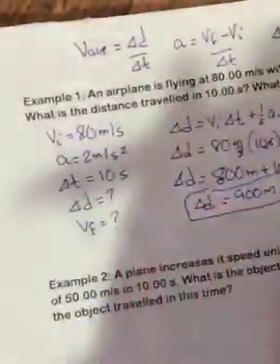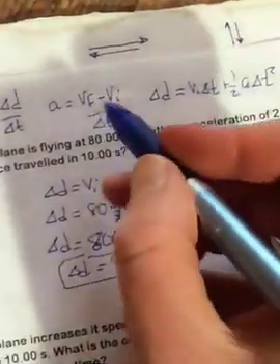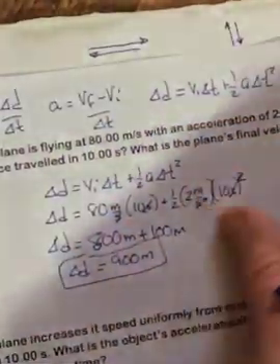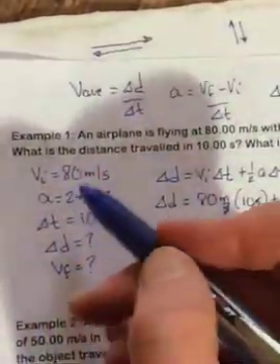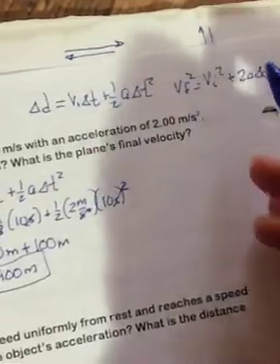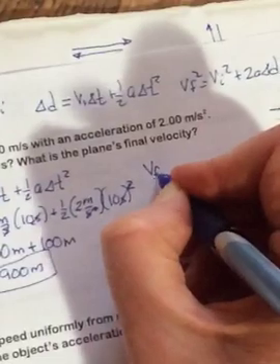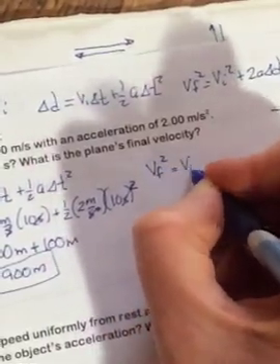The second part of the question says, what's the Vf? So now you have a couple of options. You could use A equals Vf minus Vi over delta t, because they gave you A, Vi, and delta t. Or you could use your new equation, Vf squared equals Vi squared plus 2A delta d. Doesn't matter at all which one you use. I'm just going to use the new equation just so you can see it.